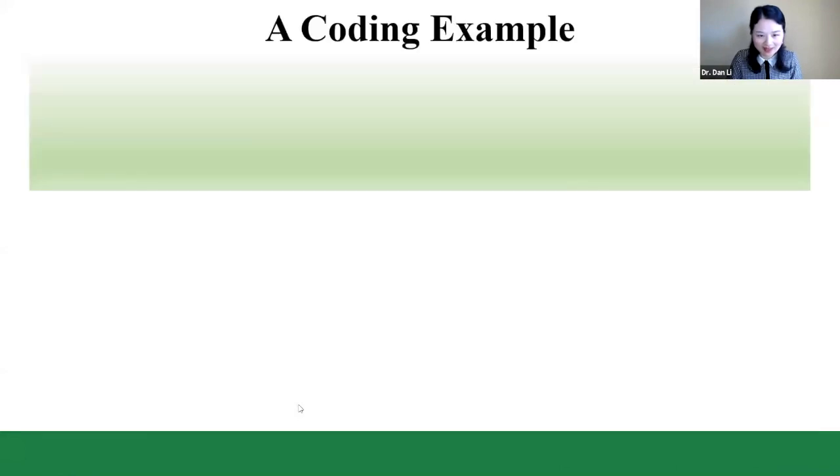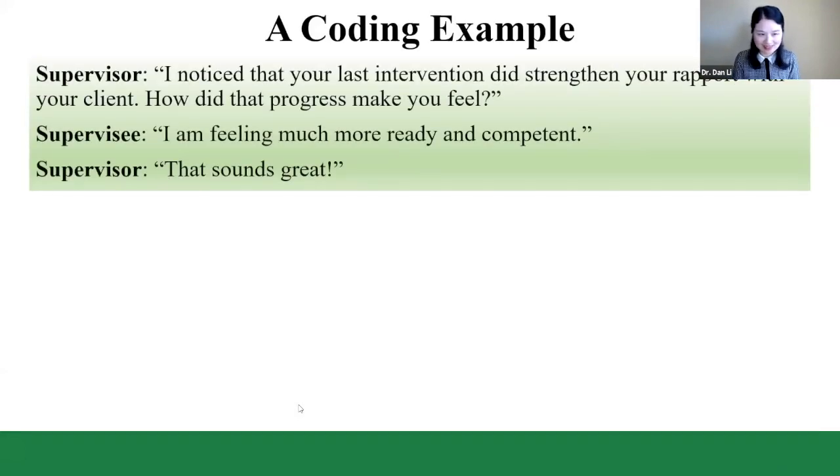Here is one coding example. The supervisor said, I noticed that your last intervention did strengthen your rapport with your client. How did that progress make you feel? The supervisee may say, I'm feeling much more ready and competent. The supervisor said, that sounds great. So now if you have the chance to assign a code number to this small segment, which number do you think you're going to put? Take a look at this example, and I'm going back to the code book again, and let me know which one do you think it fits.